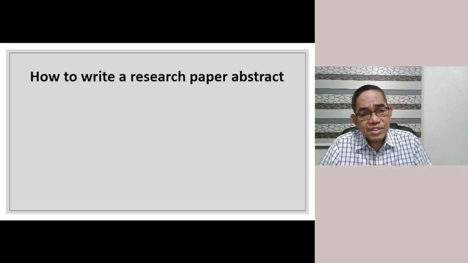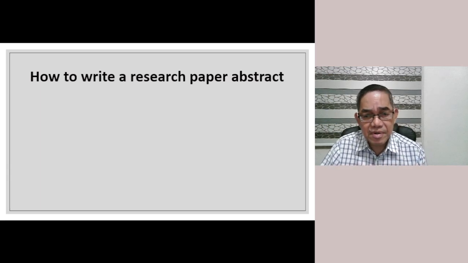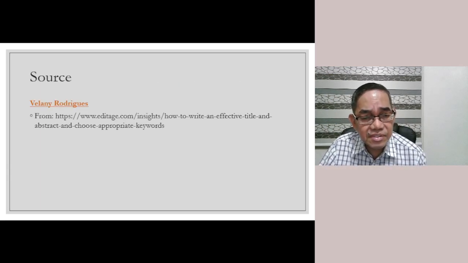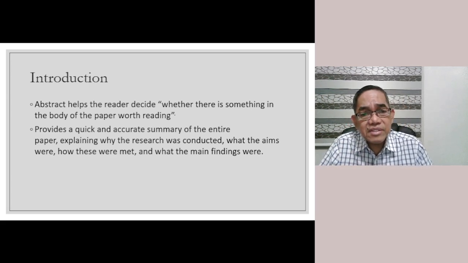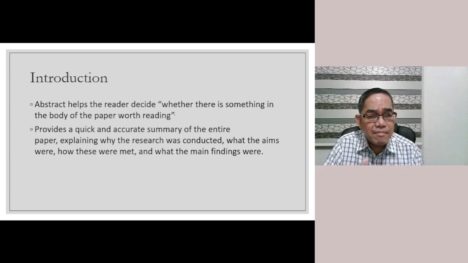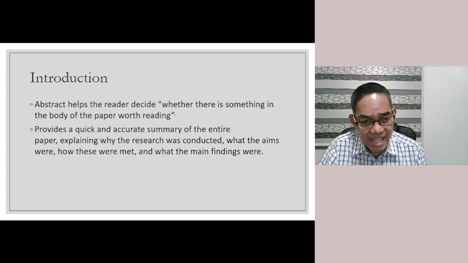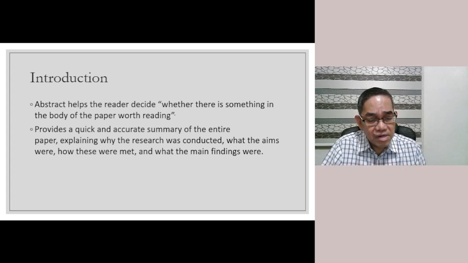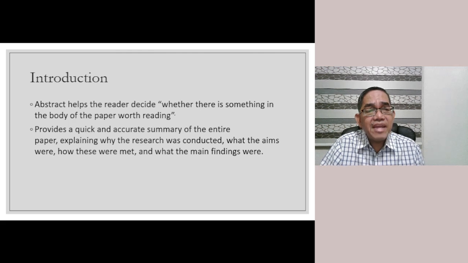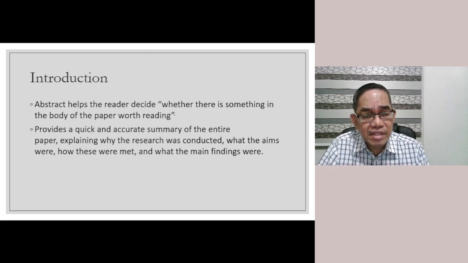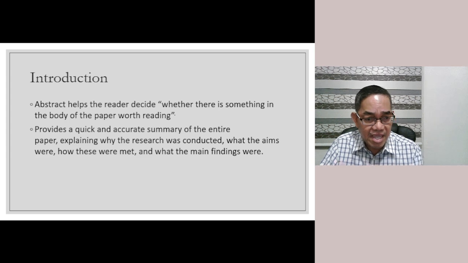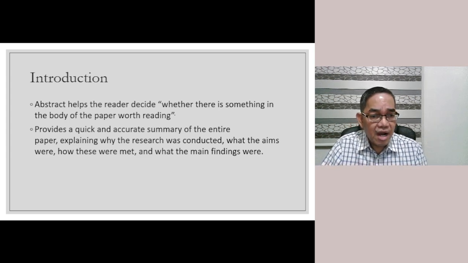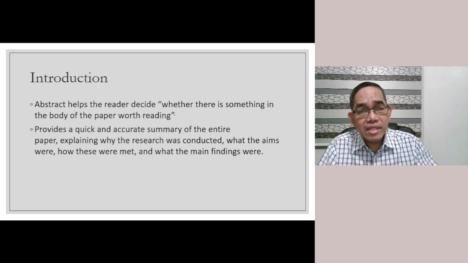Now, let's go to how to write a research paper abstract. Again, this is my source. Now, an abstract helps the reader decide whether there is something in the body of the paper worth reading. As we said a while ago, this is the first thing that people will read, and it should provide a quick and accurate summary of the entire paper, explaining why your research was conducted, what the aims were, how these were met, and what the main findings were.